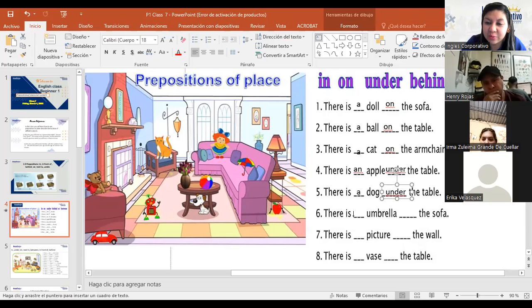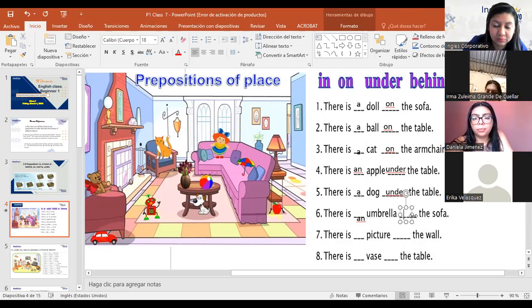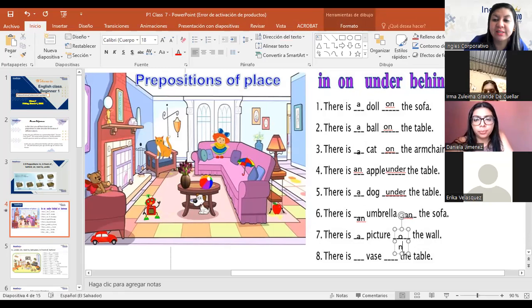There is una silla. Umbrella. An umbrella. Because it starts with a vowel sound. There is an umbrella on the sofa. Yes, thank you. Okay, number seven. There is a picture. There is a picture on the wall. On the wall. Yes, there is a picture on the wall.